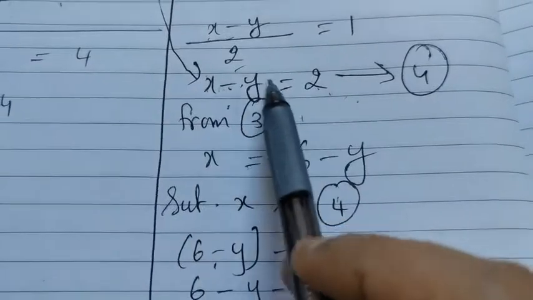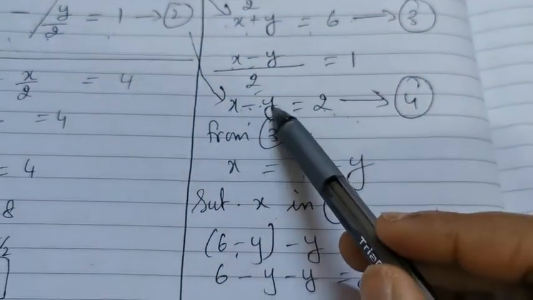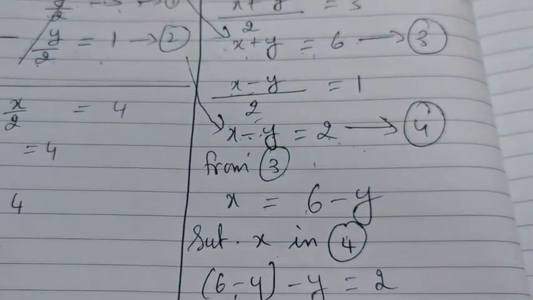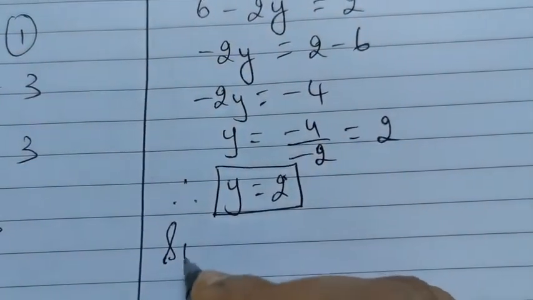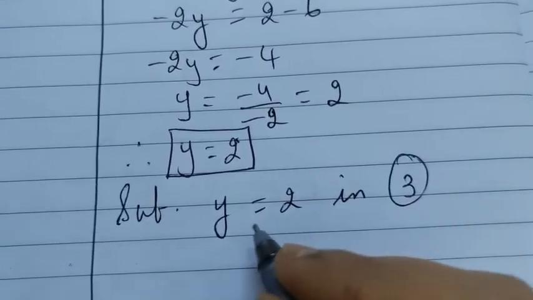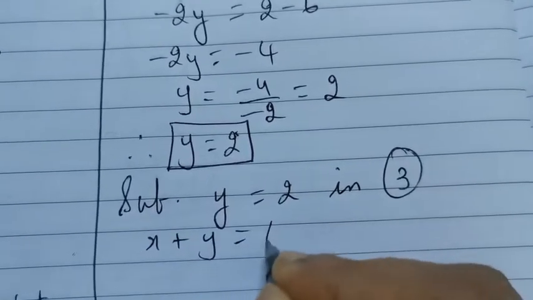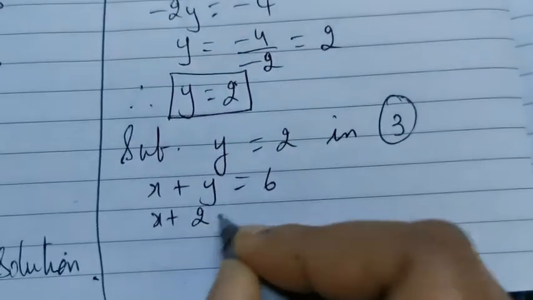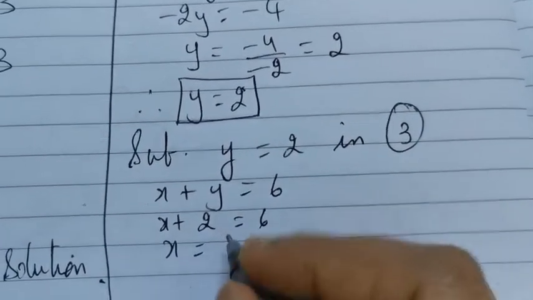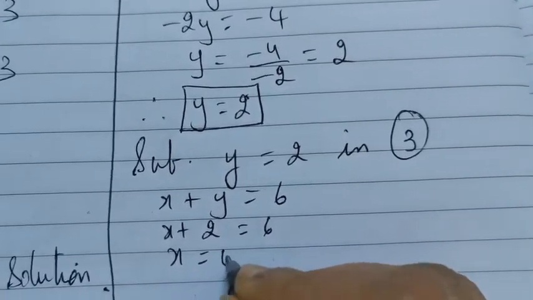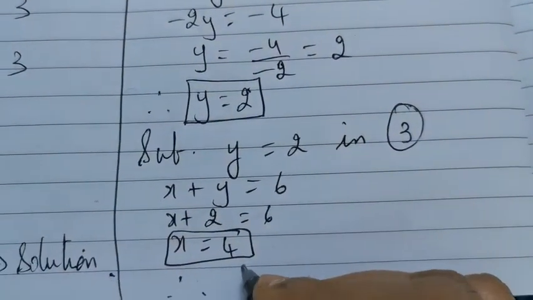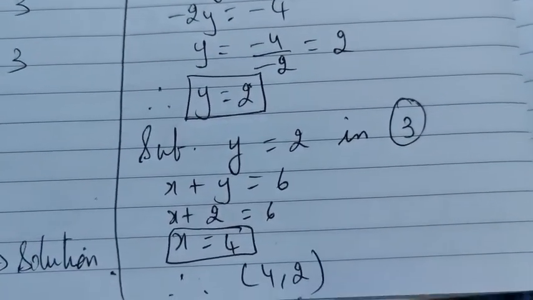Now I got the value of y. Now I will substitute the value of y either in the third equation or fourth equation and find the value of x. Substituting y is equal to 2 in the third equation. My third equation is x plus y is equal to 6. So x plus 2 is equal to 6. Therefore, the value of x is 6 minus 2. When plus 2 goes to the other side, it becomes minus 2. The value of x becomes 4. Therefore, my solution is 4, 2.